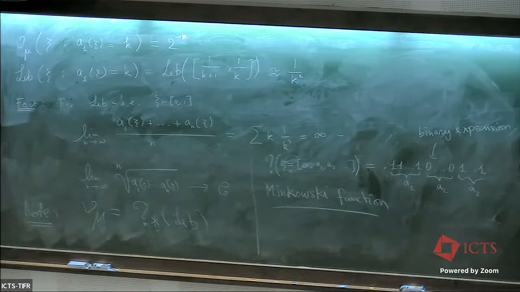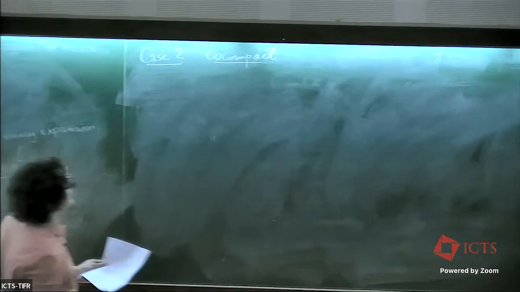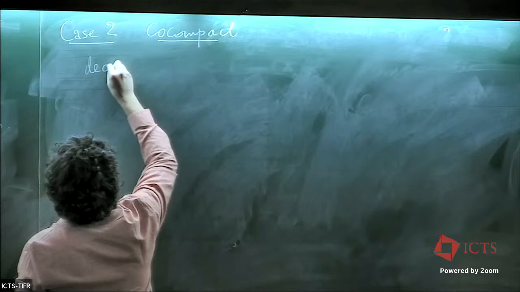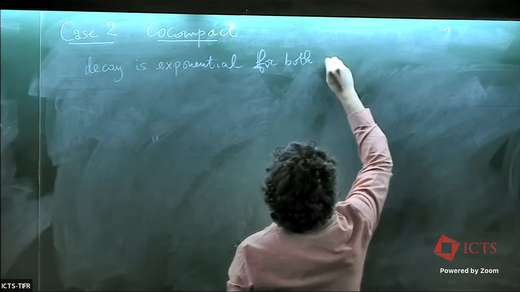So case two would be the co-compact case. And in this case, it's much, much harder. First of all, we already saw that here you use the geometry of the cusp to say that this decay is polynomial. But in the co-compact case, the decay is always exponential for both measures. So you cannot really tell apart.